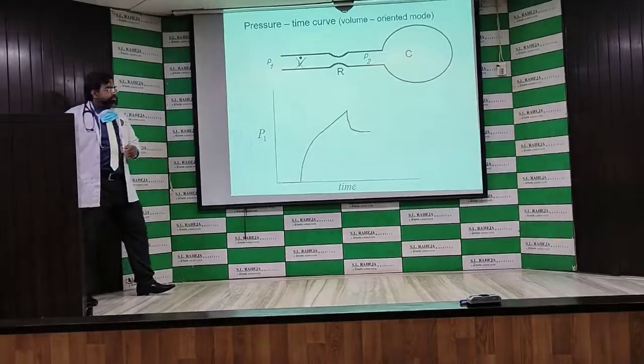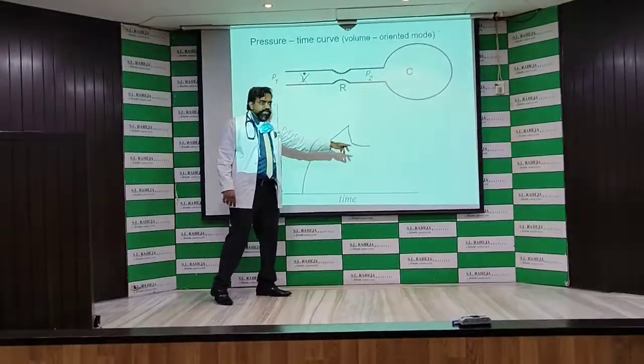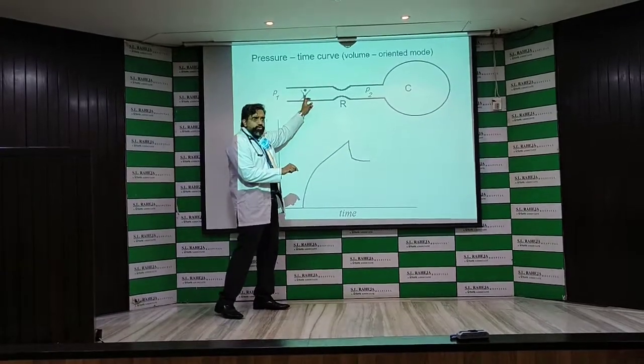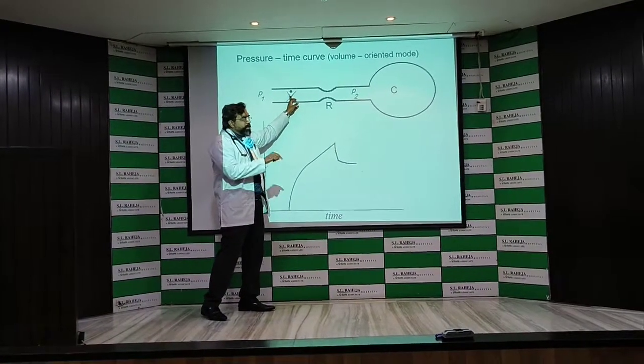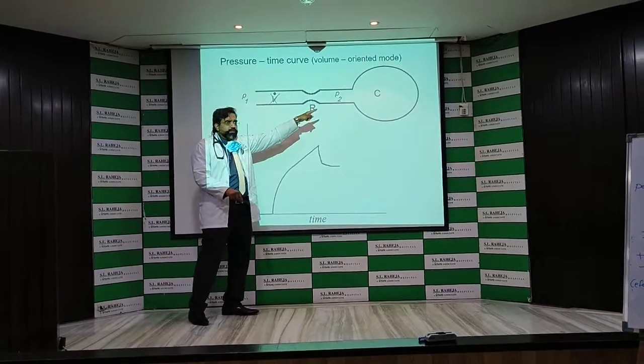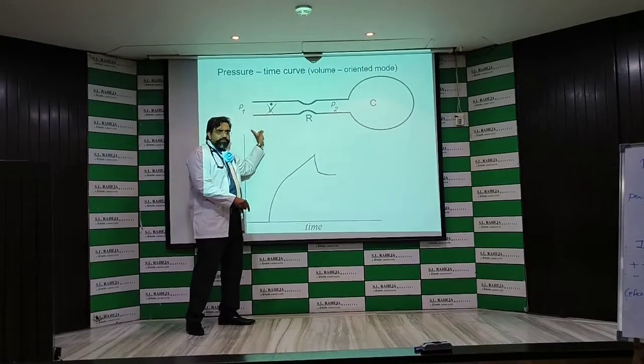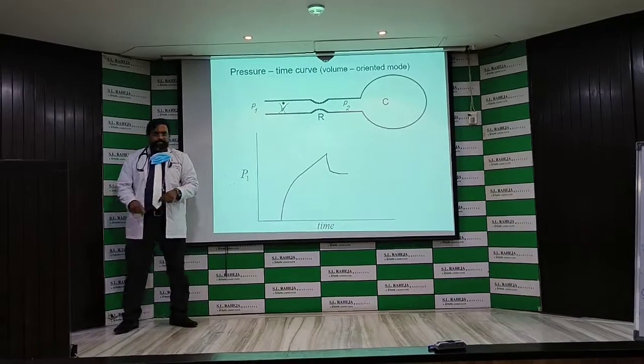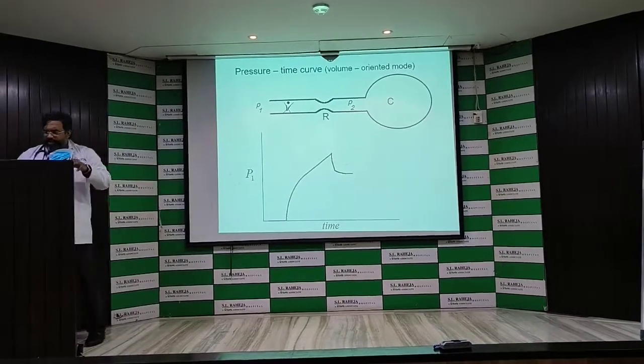Got the point? This is where you are seeing your plateau pressure. That's why when you do an inspiratory pause, I am stopping the flow. When I stop the flow, the pressure that I am reading is the plateau pressure, which we discussed as static compliance. You understand? We discussed it as static compliance.